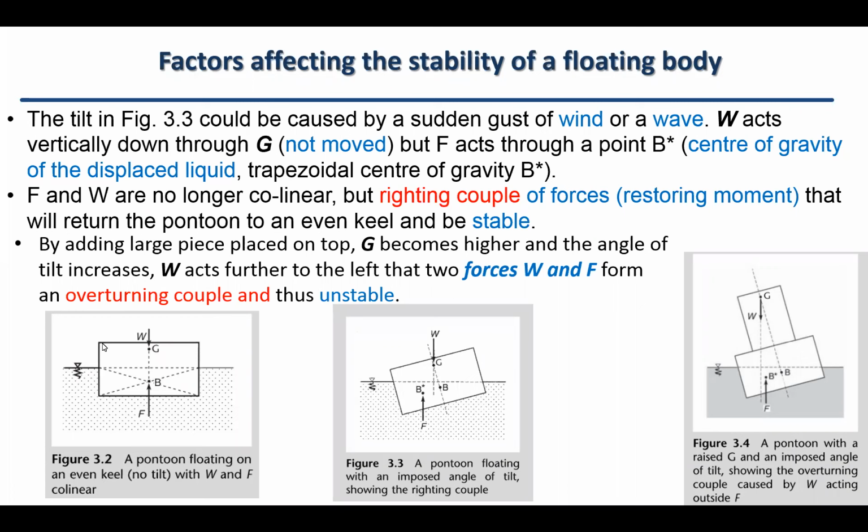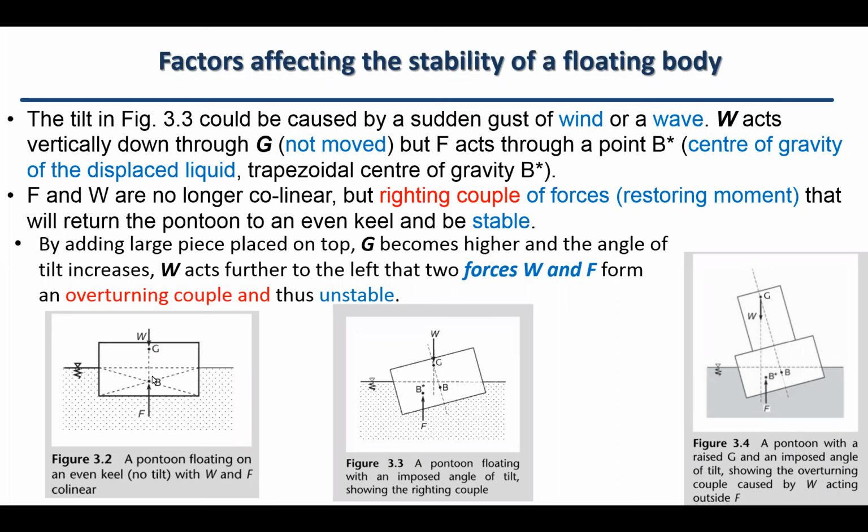and we can say that there is an even keel for this kind of pontoon, with F and W balancing each other. Because they're just passing through one line, they are collinear. So that's the situation for the floating body.